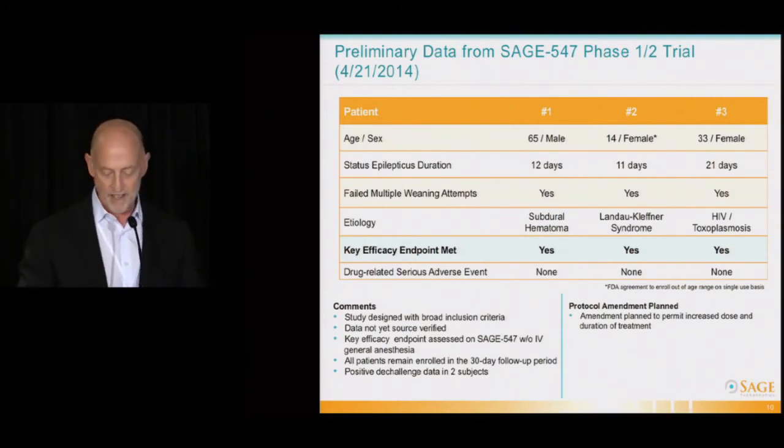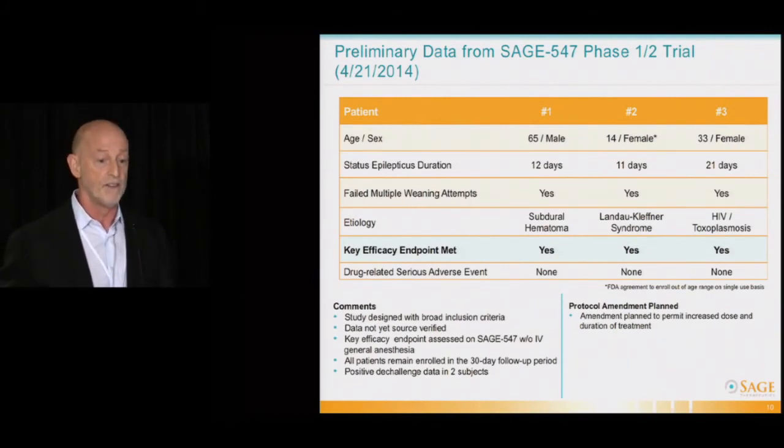So these are the first 3 patients that we enrolled. And again, the early data with the usual caveats. And you can see there are some differences already. One is that these are relatively new onset cases, although they all failed weaning attempts. And you can see they all met the primary endpoint of the key efficacy endpoint, which was resolution of status.